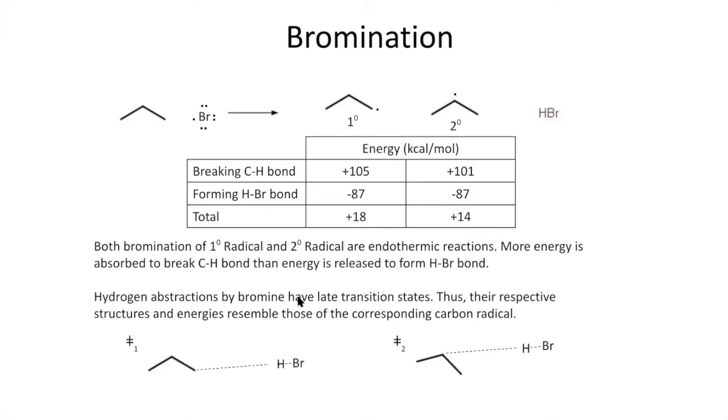They both look like products. We already did this one here. We said in the transition state for secondary, the hydrogen is right up next to the bromine, almost completely formed. The CH bond is almost completely broken. So this transition state looks mainly like a secondary carbon radical. This transition state for the primary is also product-like. It looks mainly like a primary carbon radical.